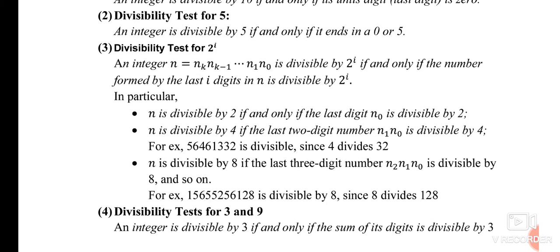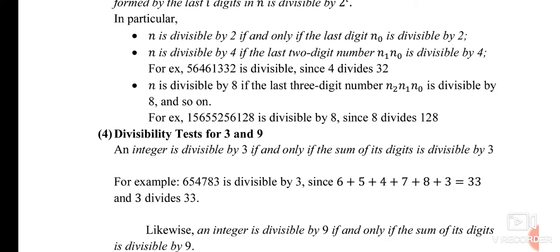Then n is divisible by 2 squared, that is 4, if the last 2-digit number n_1 n_0 is divisible by 4. For example, consider this big number 56461332. Here the last 2 digits are 32. 4 divides 32, so 4 divides this big number.